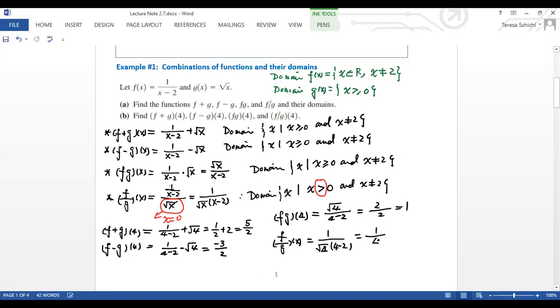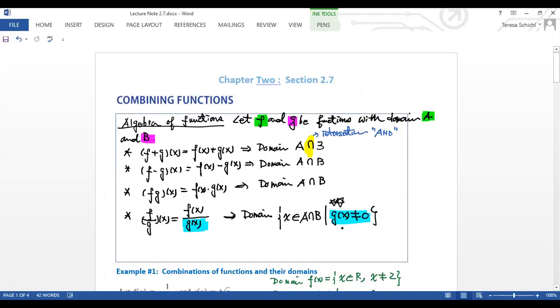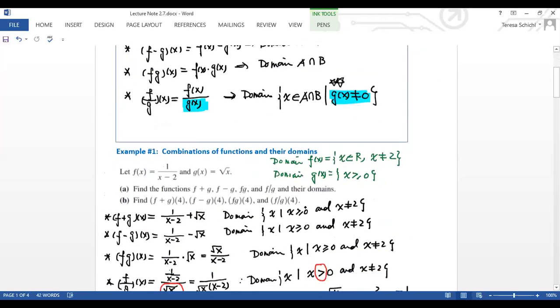So this will be 1 over the square root of 4, all right? Okay, so this first type of combination of functions is pretty straightforward. The combination of functions is what we call the algebra of functions. How do you add, subtract, multiply, and divide here, right?